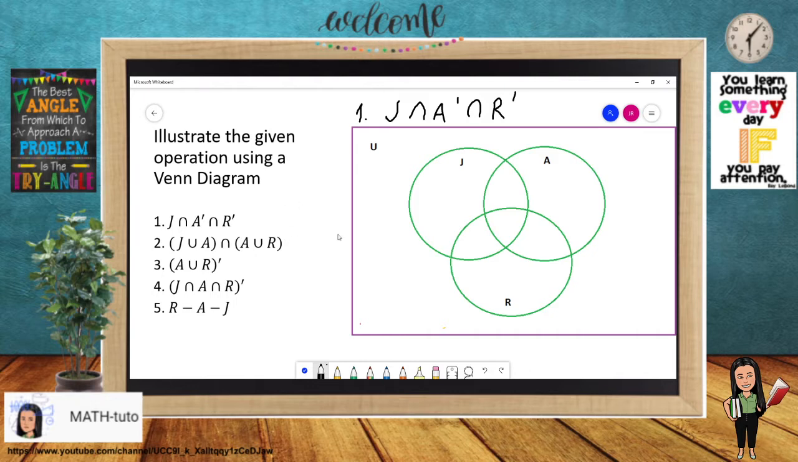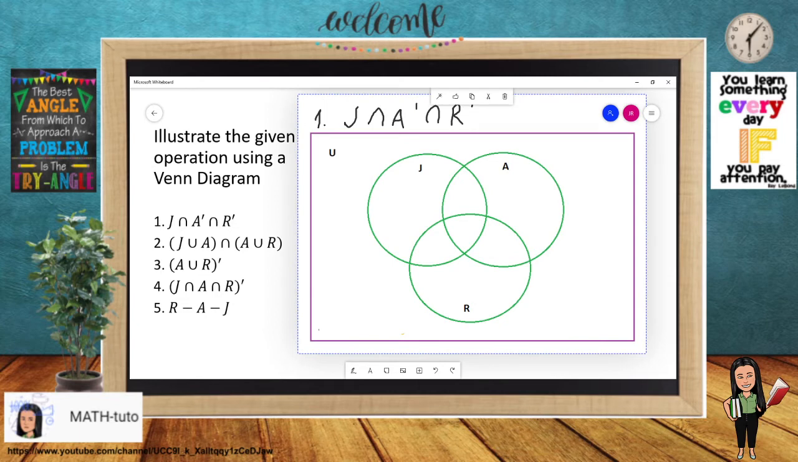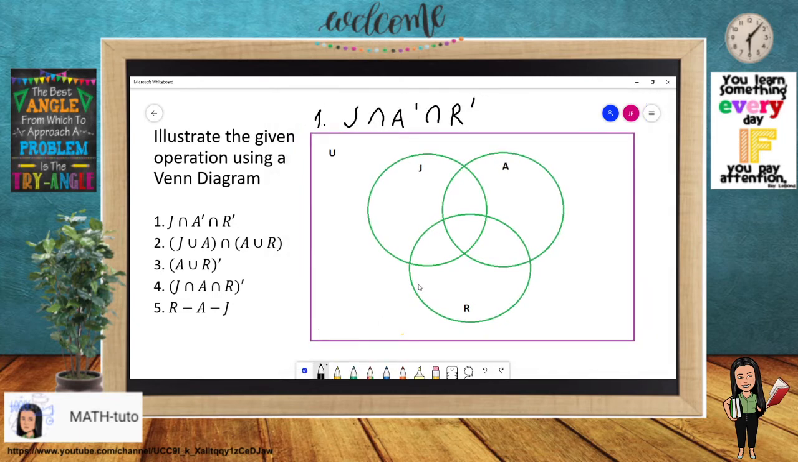So, I had already drawn here sets J, A, and R. For number 1, puro ko lang ng konti. We need to illustrate J intersection A prime intersection R prime. Yung J muna yung i-shade natin.